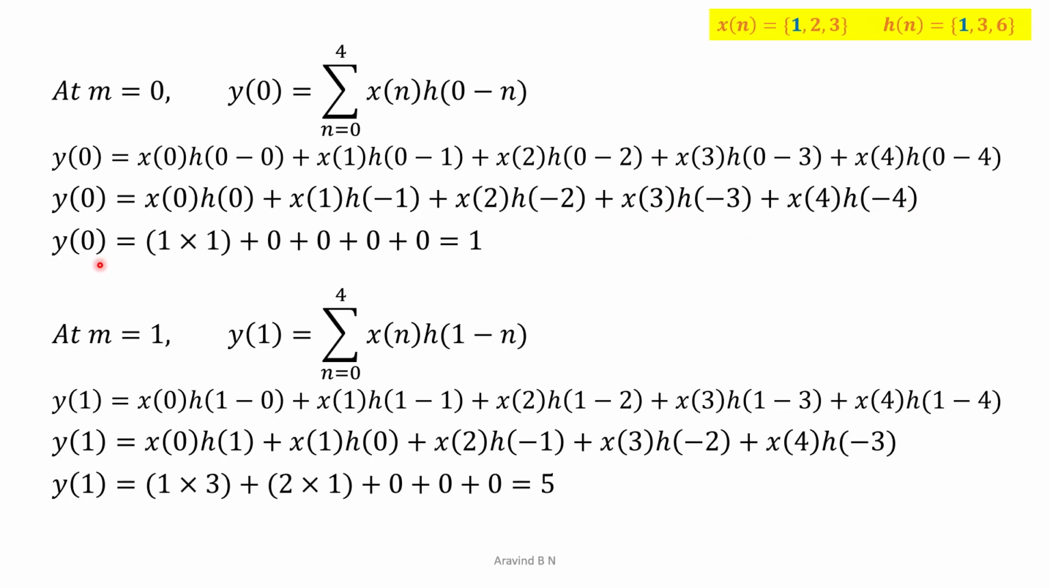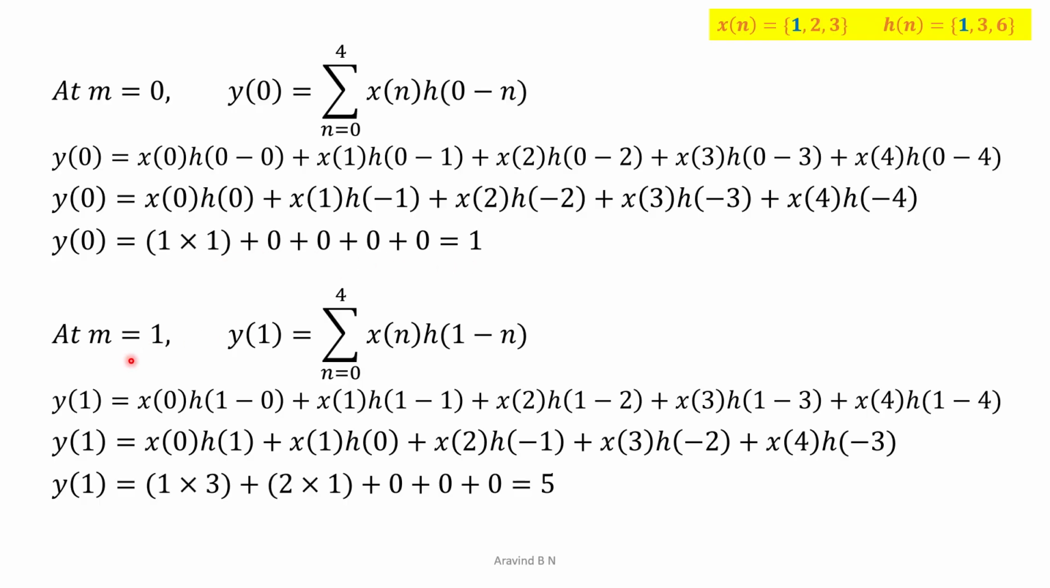Now substituting the values, among all this expansion we have values only for x of 0 and h of 0, whereas for h of minus 1, h of minus 2, h of minus 3 and h of minus 4 we don't have any values, therefore all those will be substituted as zeros. So 1 into 1 gives the result 1.